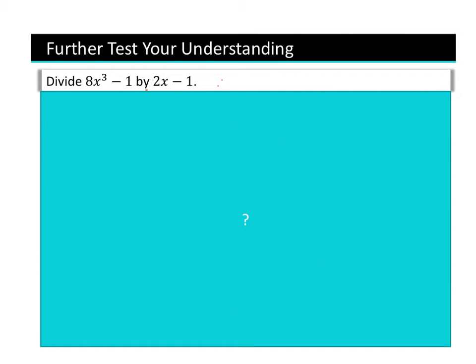So we have to divide 8x cubed minus 1, wait there a second, 8x cubed minus 1 by 2x minus 1. Now what you'll notice here is you're going to start writing it like this. This is incorrect, okay? Because when we have our x cubes, what else should go in place here? We have 0x squareds, 0x, and then we have our minus 1.